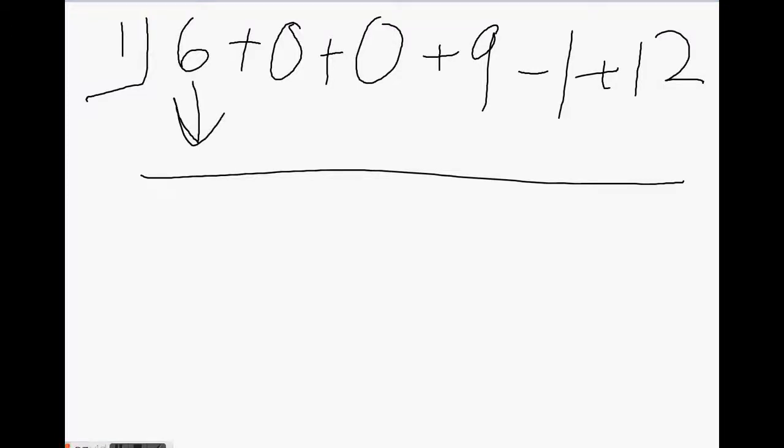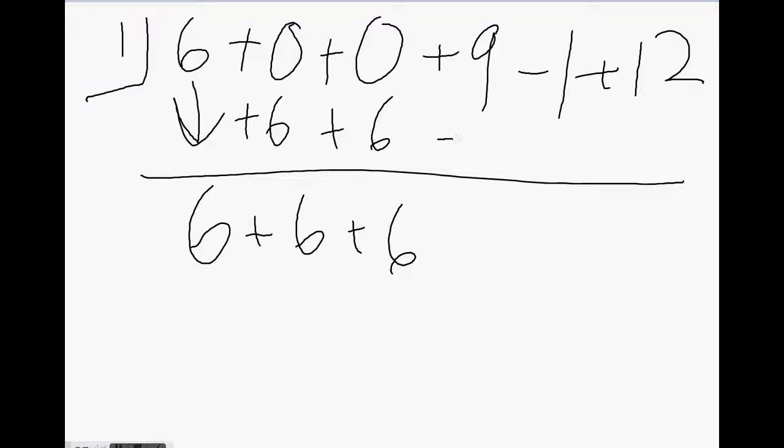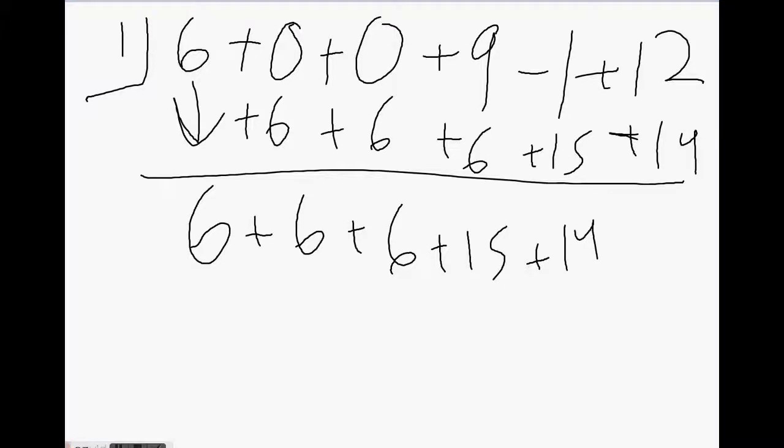Alright, and then we subtract. Bring this one down, 1 times 6. 1 times 6 is positive 6. 0 plus 6 is positive 6. 1 times 6 is positive 6. 0 plus 6 is positive 6. 1 times 6 is positive 6. 9 plus 6 is positive 15. 1 times 15 is positive 15. Negative 1 plus 15 is positive 14. 1 times positive 14 is positive 14.